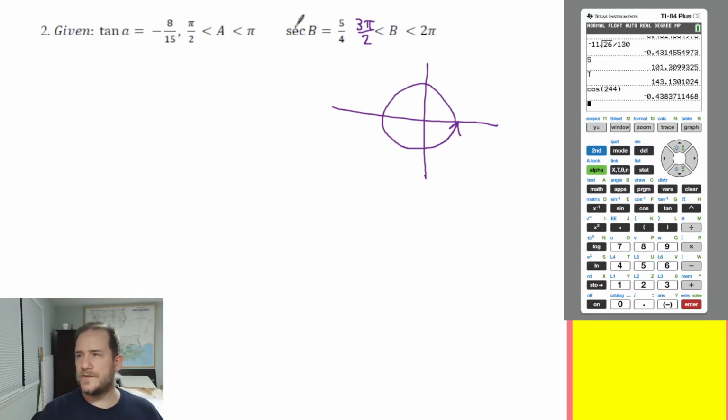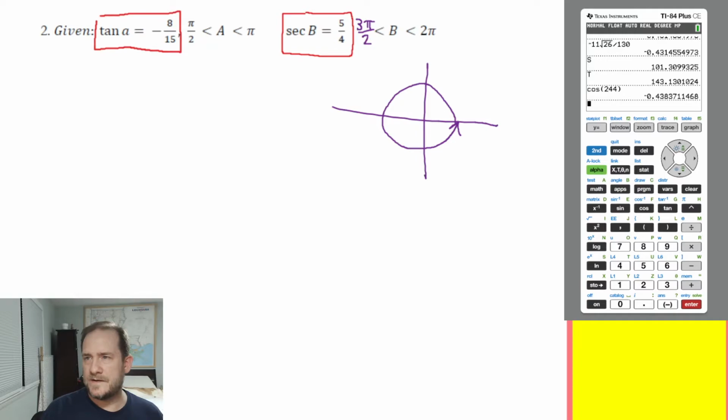All right, so what else do we know? We know the secant of B is that. And we know tangent of A is that. And what are we actually doing for number 2? Looks like I clipped that off.